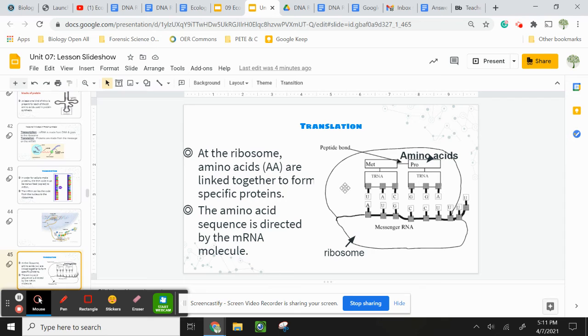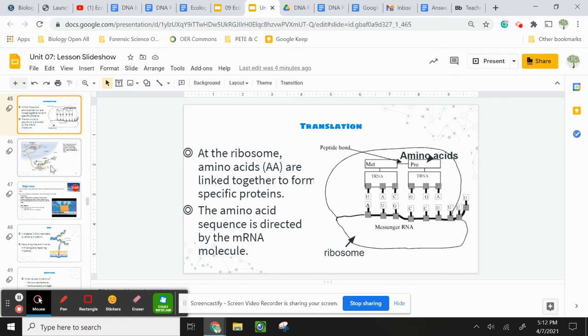At the ribosome, amino acids are linked together for specific proteins directed by the messenger RNA molecule. So if the messenger RNA brought with it AUG, the complementary amino acid or transfer RNA is methionine. The U would pair with an A, A pairs with a U, C pairs with a G. Peptide bonds link the amino acids together, forming a protein chain.